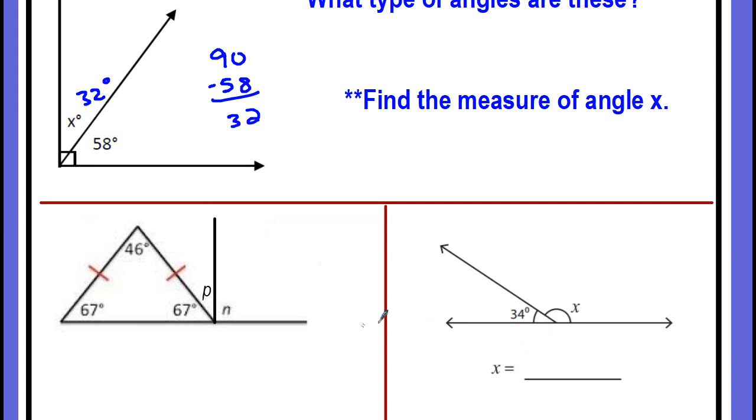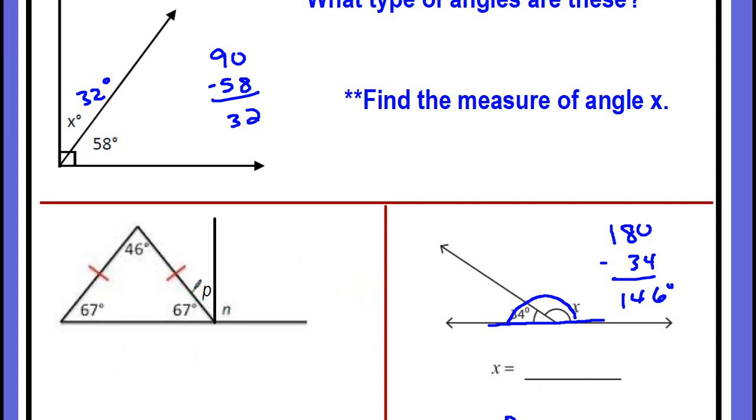Okay, let's try these two examples down here. Let's start with the one on the right. These two angles together make that straight line, so it's supplementary, which means it measures 180 degrees. So we can find the measure of angle X by subtracting 34 from 180, and we get 146 degrees.